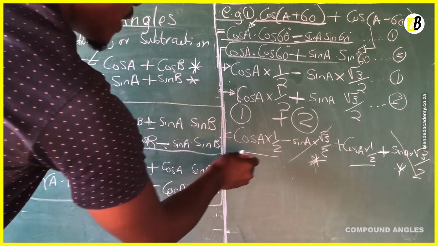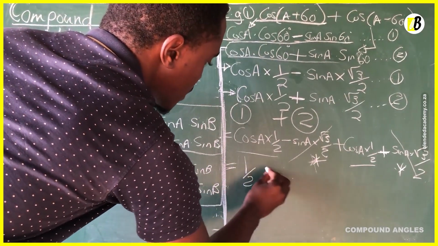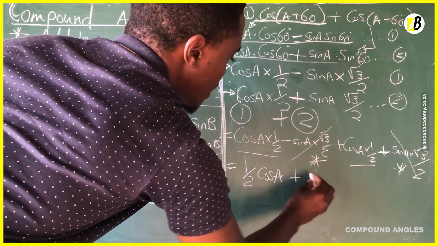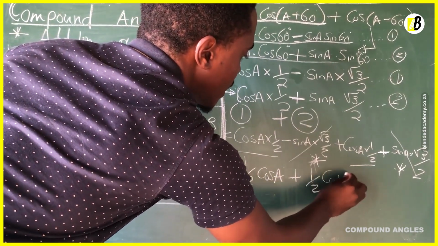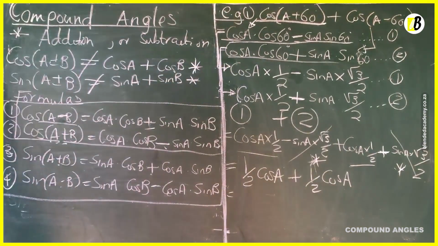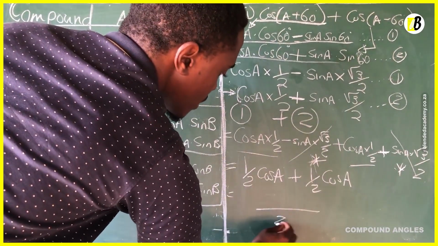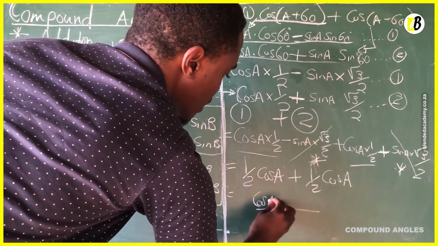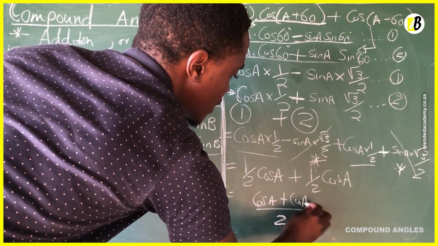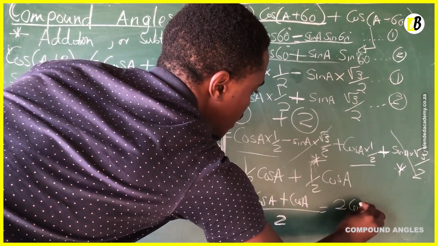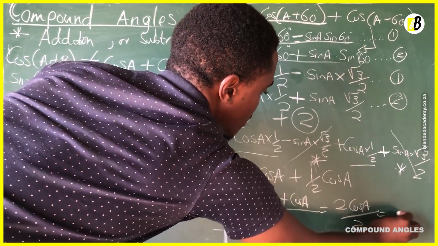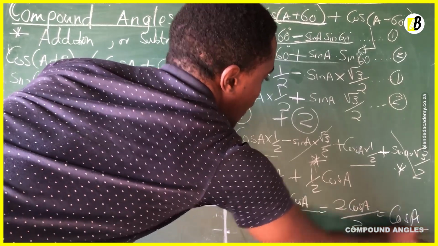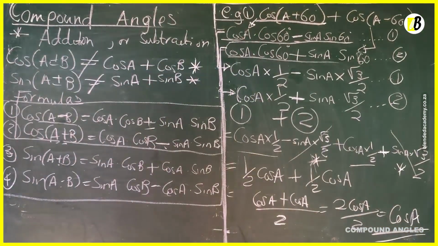And then here we're going to have half cos A plus half cos A. And then simplifying this, we're going to get something like 2 cos A divided by 2. That's equal to cos A. That's our final answer for this particular example.